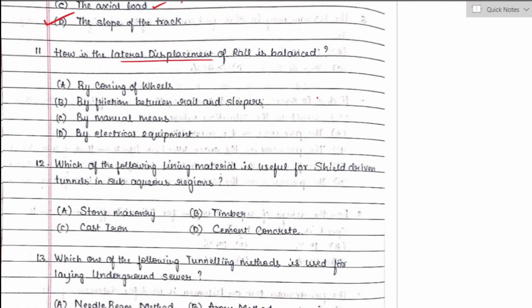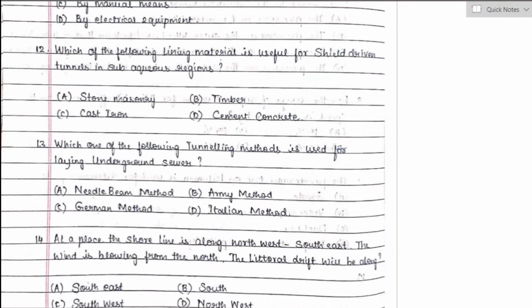Question number 11. How is the lateral displacement of the rail balanced? The lateral displacement of the rail causes a huge bending moment in the wheels, and this huge bending moment is balanced by the friction between the rail and the sleepers and the opposition which is offered by the fastenings. So the right answer will be option B, friction between the rails and sleepers.